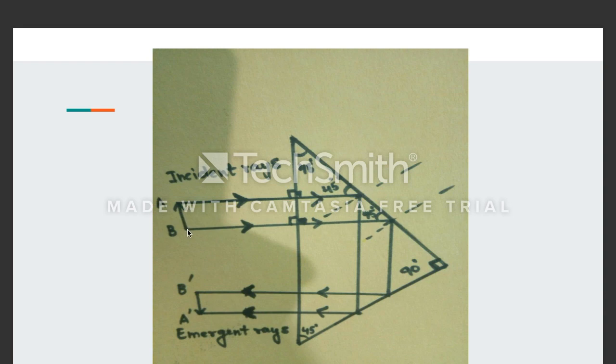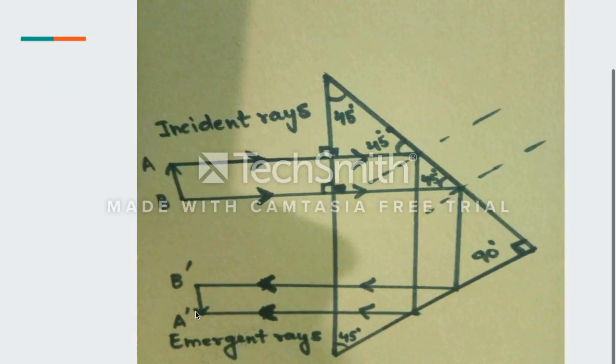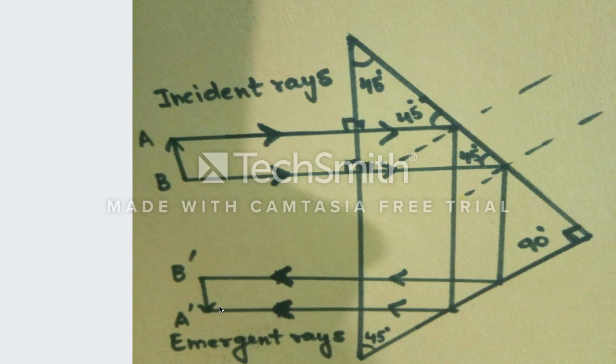The second incident ray from this end B strikes at 90 degrees, so it goes straight, undeviated. Now again, following total internal reflection, the angle of incidence comes to 45 degrees, more than the critical angle of 42 degrees, so again it emerges out. Join these two, and what we get is the inverted image of the object. These were the two incident rays, and these are the two emergent rays, which clearly show us that if AB was the erect object, then the image formed by the emergent rays was inverted.